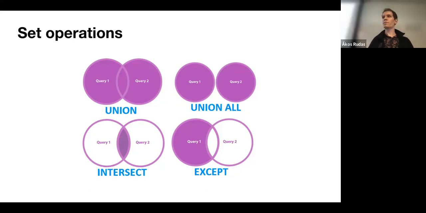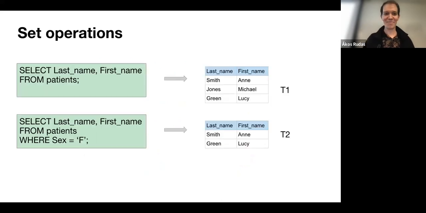So far, so good. Okay, so from now on, tables and relations are also multi-sets. This is my agenda to make you as confused as possible by the end of the day. So let's see some examples with our toy tables. Let's say we have one query saying select last name, first name from patients. You will see this T1 as the output table.